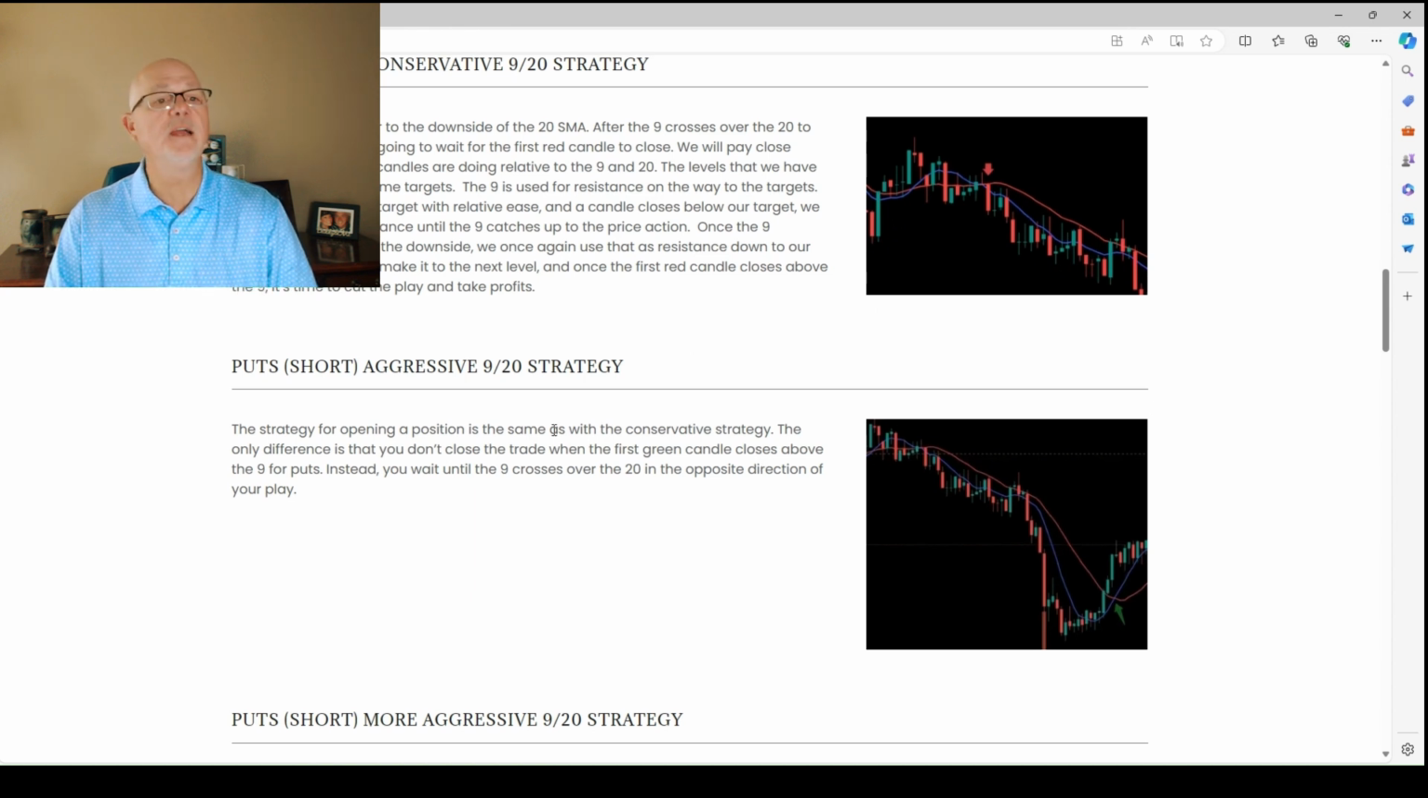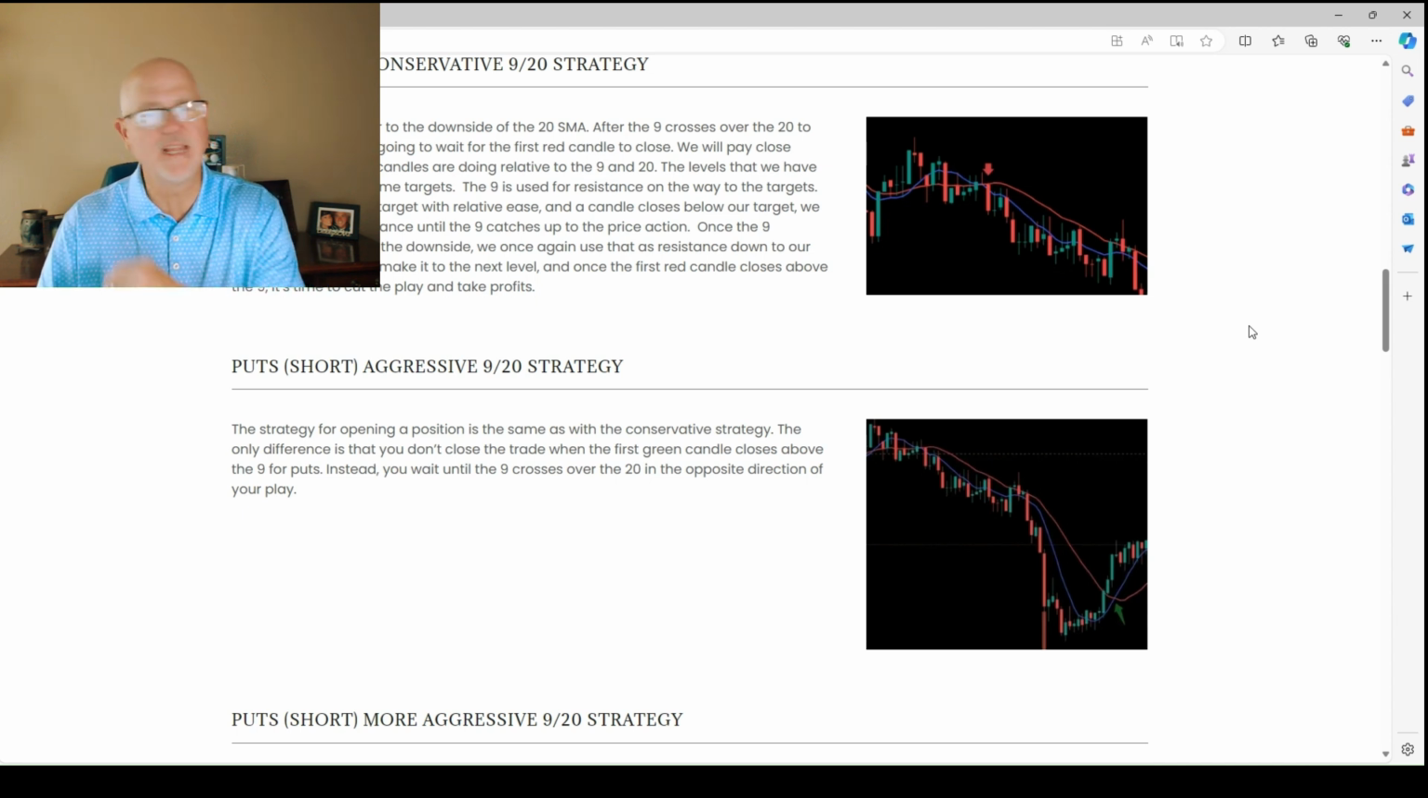Now, the aggressive strategy, it's the same thing from an entry standpoint. So we're going to wait for that cross to the downside. First red candle that closes after we get the cross. That tells us to put on the trade. And folks, generally speaking, I wait for candles to close. I don't like to get into those trades and then have it reverse on me. And the best way that you can ensure that doesn't happen is to not take a position while the candle is still printing. Unless you're just looking for a quick scalp, in and out, 10 seconds, 15 seconds, something like that.